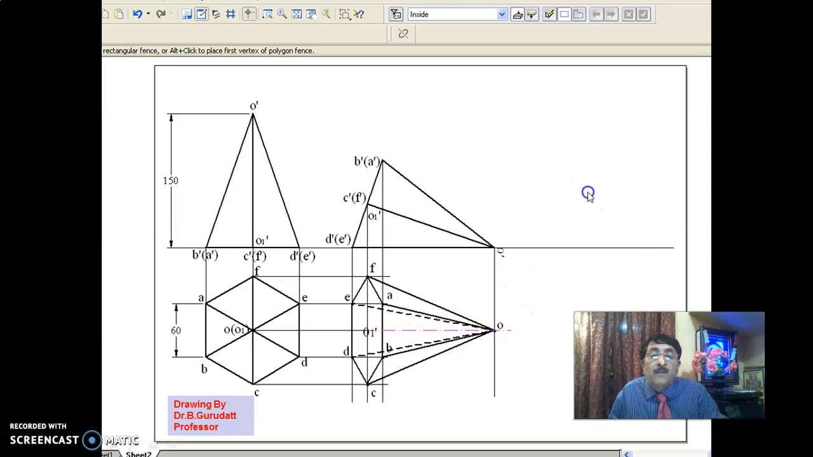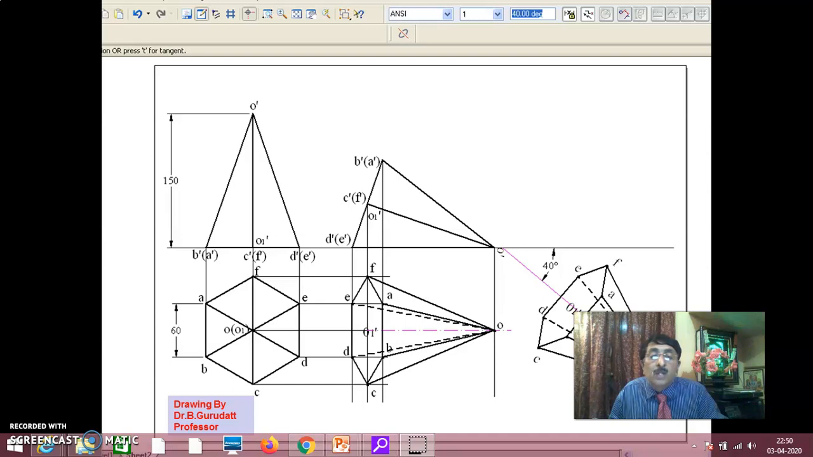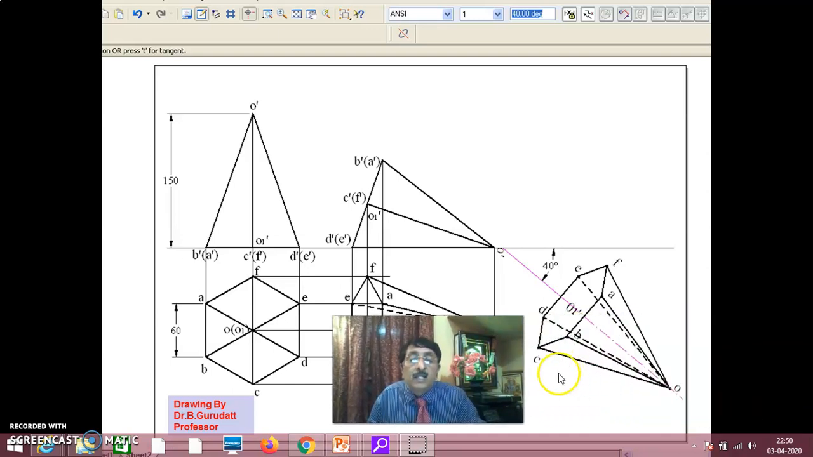Now the problem says the top view of the axis is inclined at 40 degrees to VP, and you do it this way so that apex is nearer to the observer. 40 degrees you can do this way also so that base is nearer to the observer, but the problem says assume apex to be nearer to the observer. In that way you do this way.